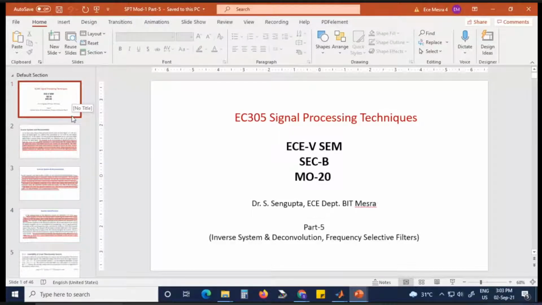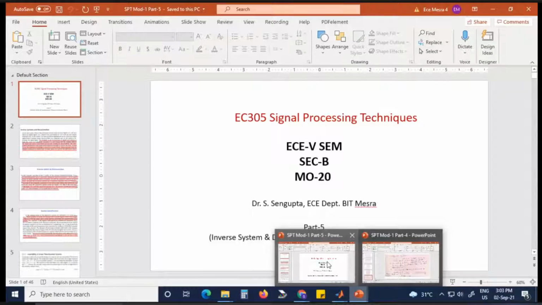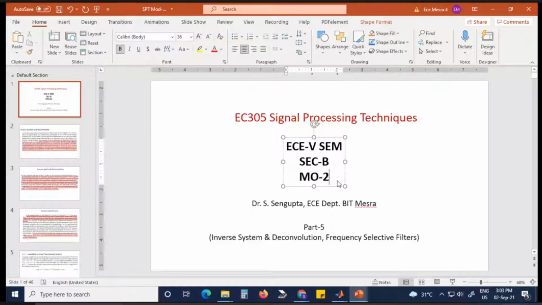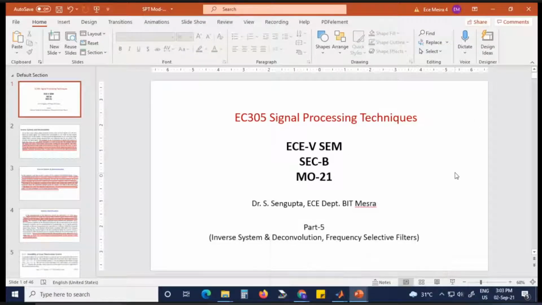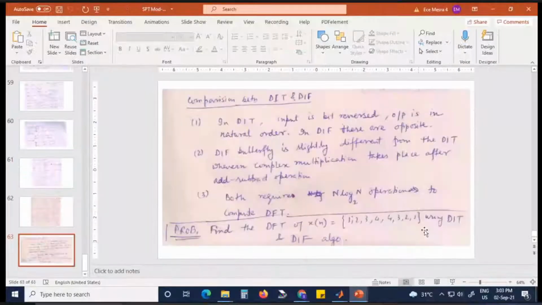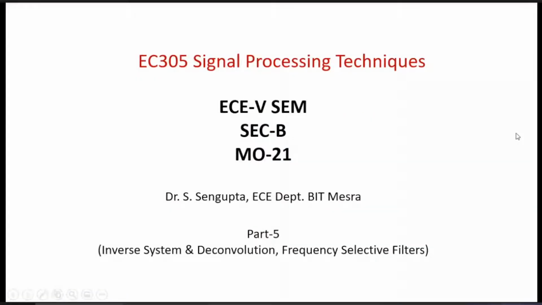So now we go to the next topic, next part. And this is the last PPT file for the first module. So here we will see inverse system. Is my slide visible? Yes, sir.